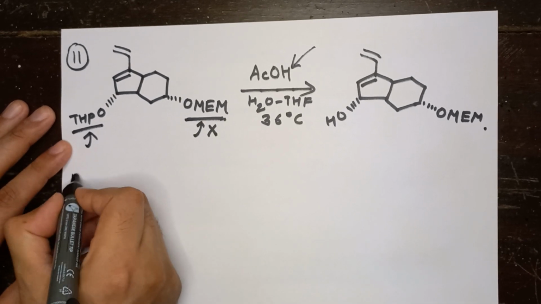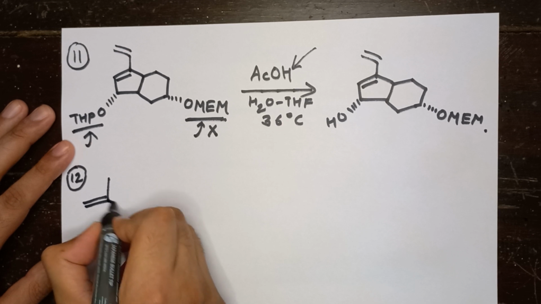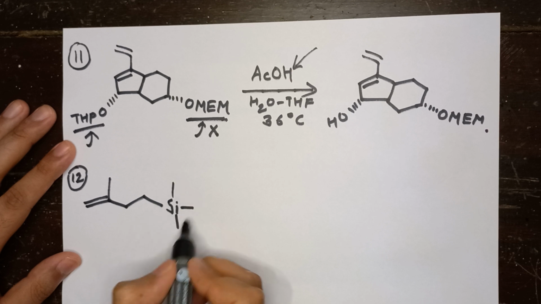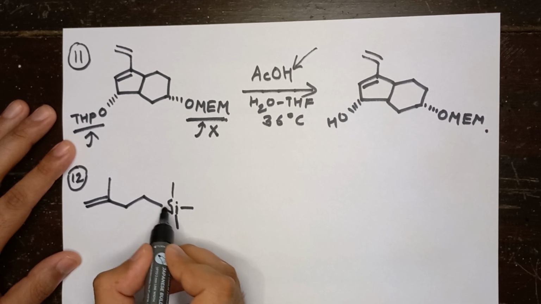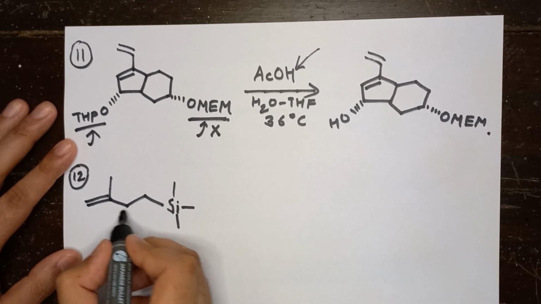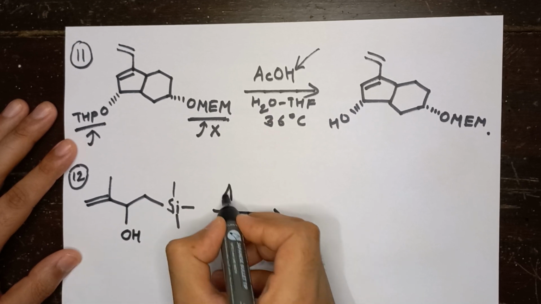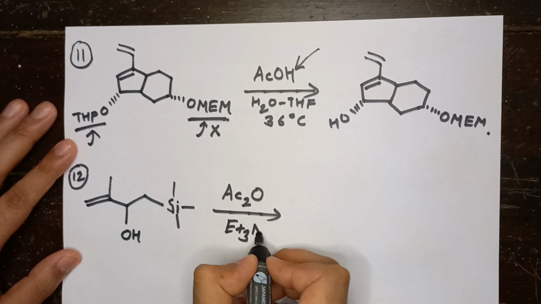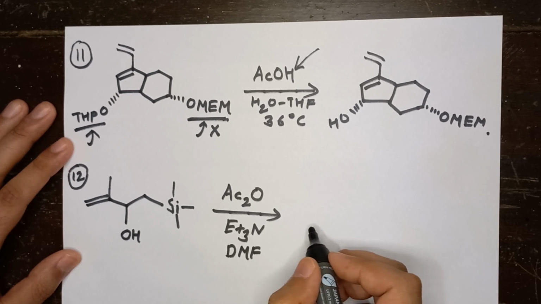For the 12th question, okay, this is another TMS group, but this is not OH TMS. This is a carbon silicon bond. So this is not a protected alcohol. We have a free alcohol here, and we are reacting this with acetic anhydride in presence of triethylamine as a base, and we are using DMF as a solvent. So what is the product?